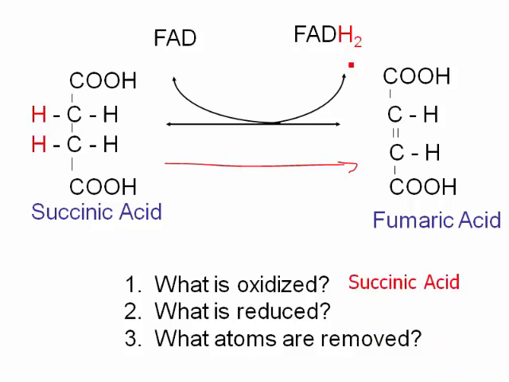So what is oxidized? It's succinic acid. What is reduced? FAD. And what are the atoms that are being removed? This is the easy one. Hydrogens. So now let's try going from right to left, because remember the reaction is reversible. Pretend you're going right to left, fumaric acid going to succinic acid, and FADH2 going to FAD. So now going from right to left, answer the same 3 questions. What is oxidized? What is reduced? And what atoms are being removed? Pause it and think about it.